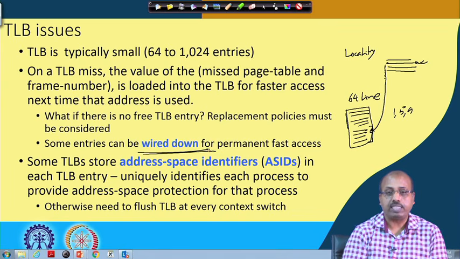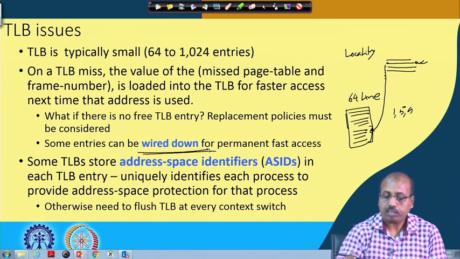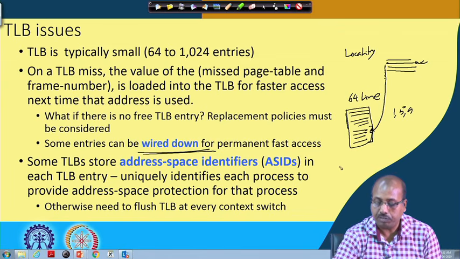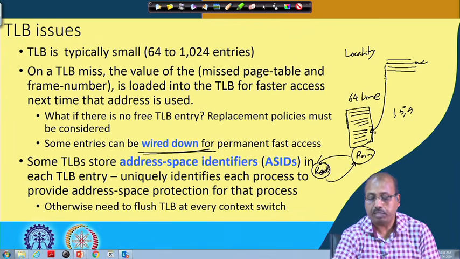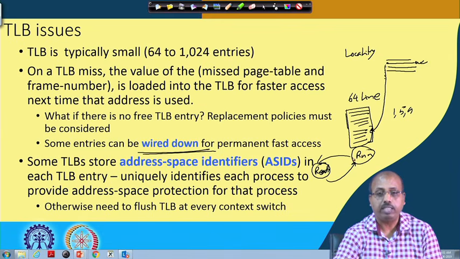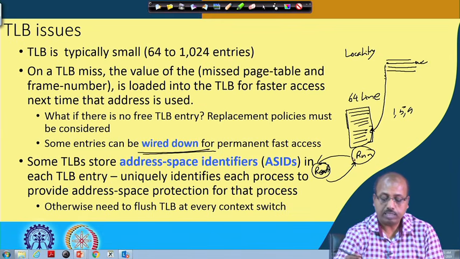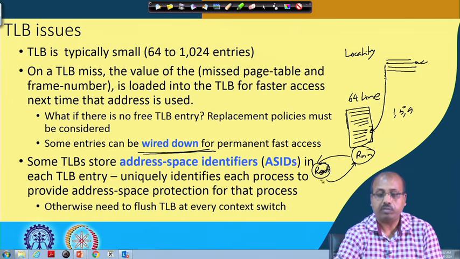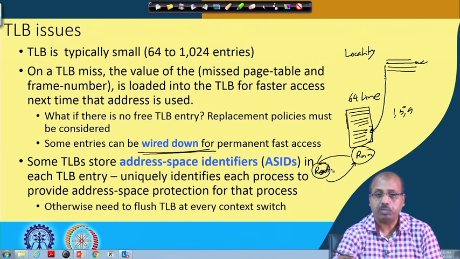Whenever a process makes a transition from running state back to ready state, another process will go from ready to run state. This is the context switch. Whenever this context switching occurs, the TLB content becomes invalid. As a result, the TLB content has to be flushed out and the TLB has to be loaded with the page table entries for the next process to run.